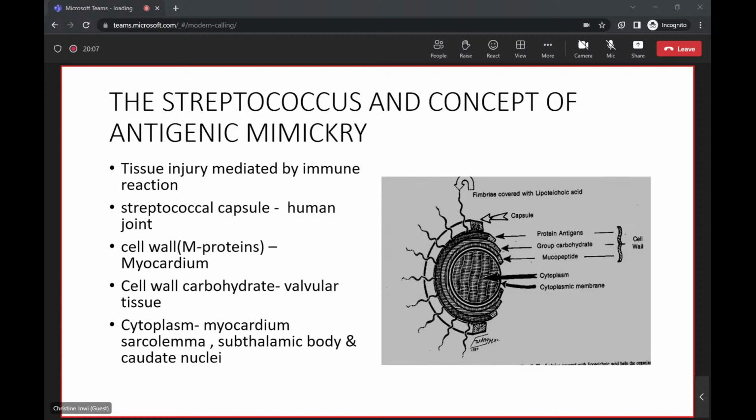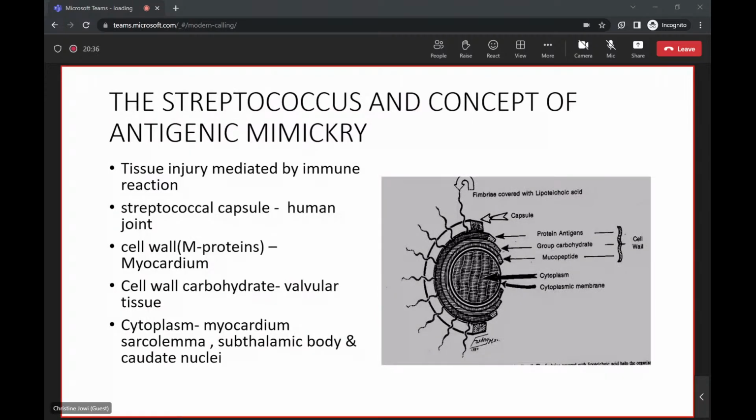You get tissue injury, and this is because some components of the bacteria resemble some components of the human tissues. And so you have the concept of one antigen mimicking or simulating another antigen. And it is thought that the cell wall of the streptococcus, which has three components.